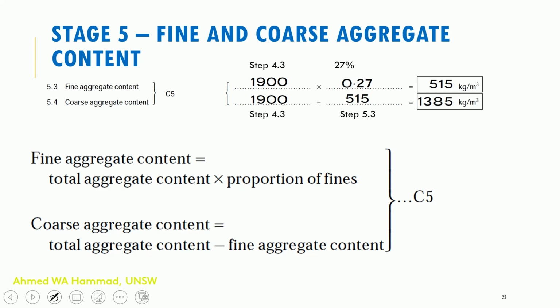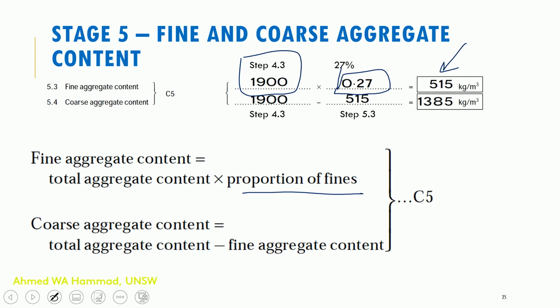In step 5.3, let's look at the fine aggregate content and how we compute that. We use the 1900, the figure that we obtained from step 4.3, which was the total aggregate content. From step 4.3, we multiply it, as specified by equation C5, by the proportion of fines, the 0.27, that's 27%, so in decimals, 0.27. So 1,900 multiplied by 0.27 gives you 515 kilograms per meter cubed. That's my fine aggregate content.